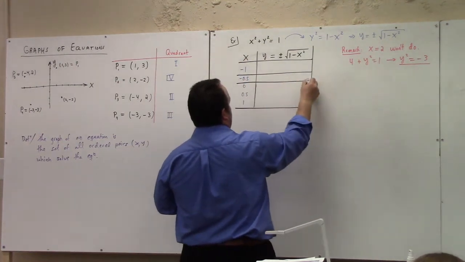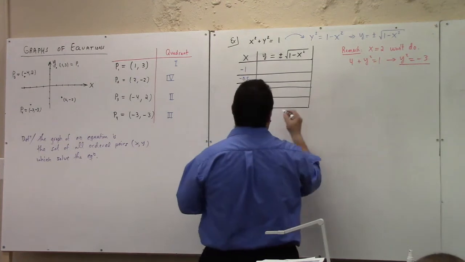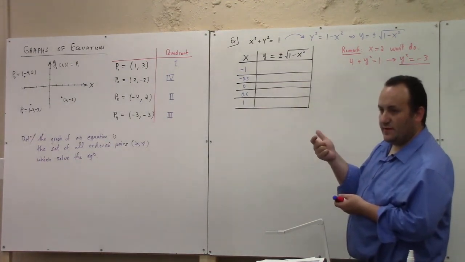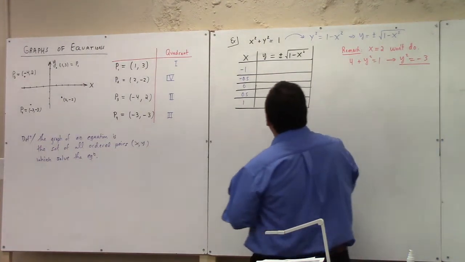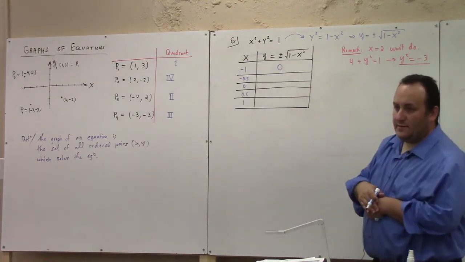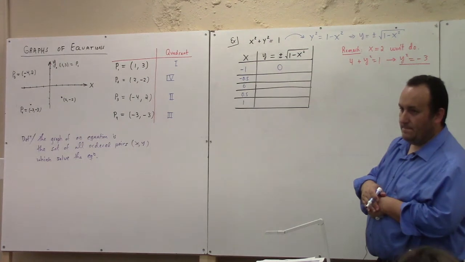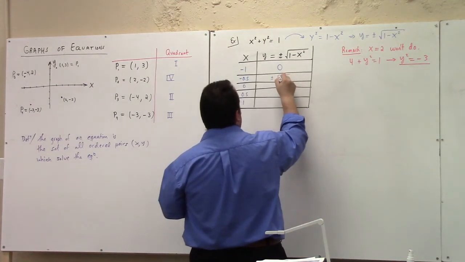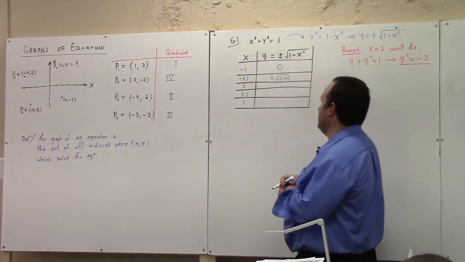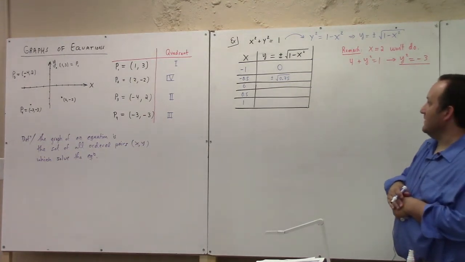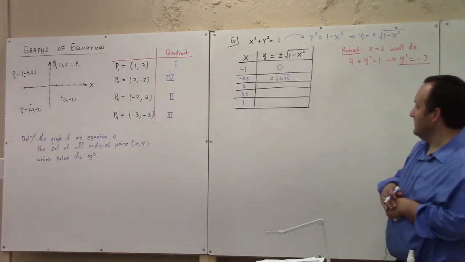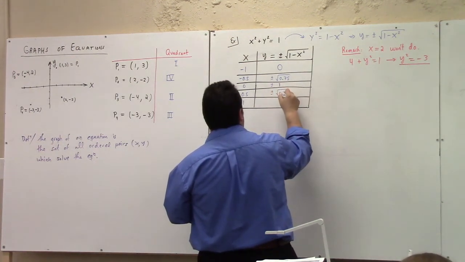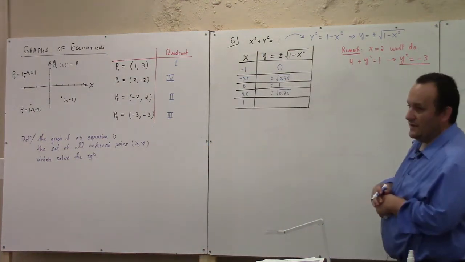So what do you guys get when you plug in -1 into this formula that we found? What's 1 minus 1 squared? Right? Yeah, so we get 0 from the first one. What about when we plug in -0.5? What's 1 minus 0.5 squared? 0.5 squared is 0.25, so we get plus or minus the square root of 0.75, whatever that is. When we plug in 0, we get 1 minus 0 squared, which is 1, so we get plus or minus 1. When you plug in 0.5, you also get plus or minus the square root of 0.75. And finally, when we plug in 1, we again get 0.